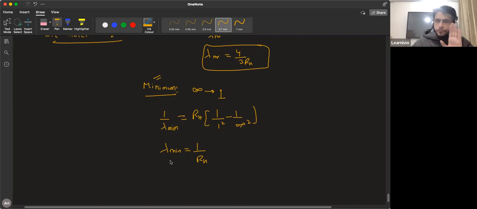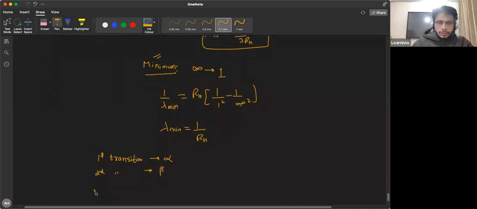Okay, now there are fixed names of the transitions also. The first transition of every series is known as alpha. Second transition is known as beta. Third transition is known as gamma.